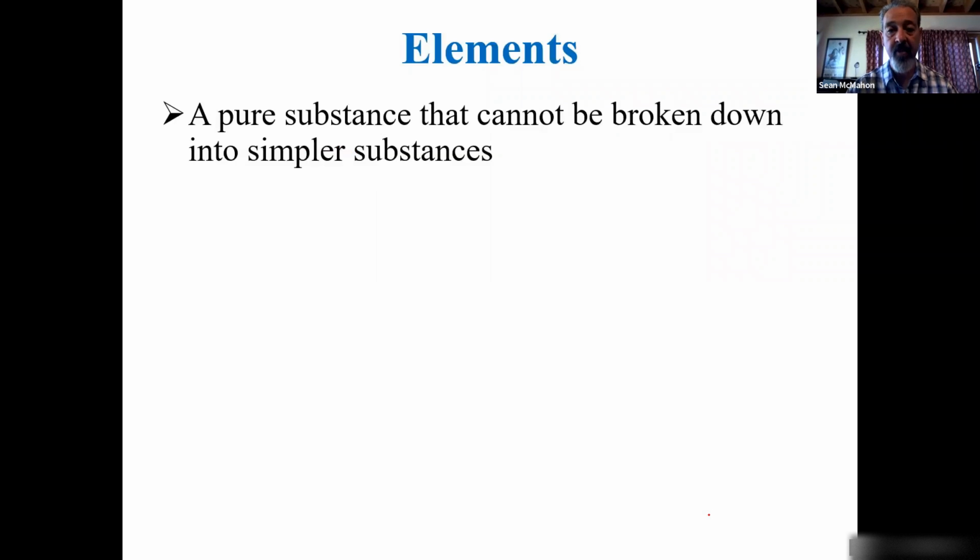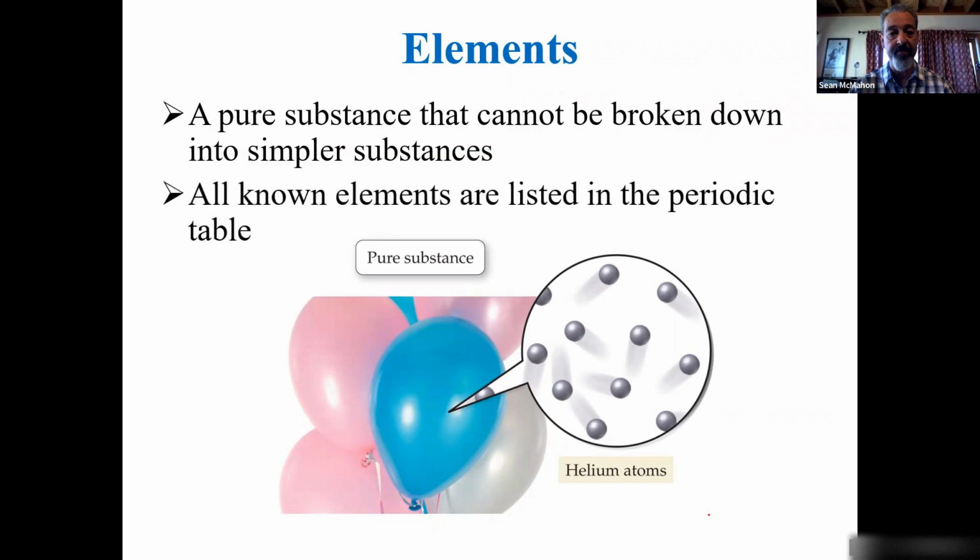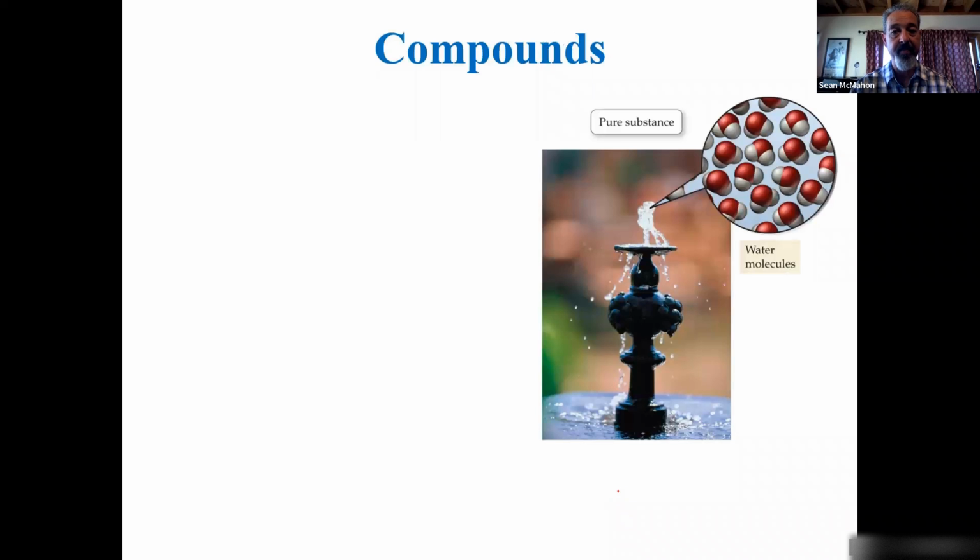Elements are pure substances that can't be broken down. Here's an example: helium atoms, just a bunch of helium. All known elements are listed on the periodic table. Helium, He, if you look on the periodic table, has a number 2 by it. That 2 is called the atomic number. That's how we identify it, based on the number of protons.